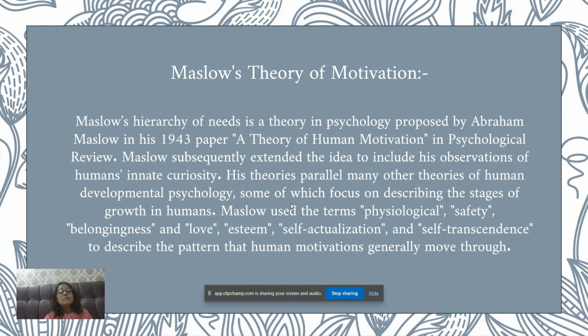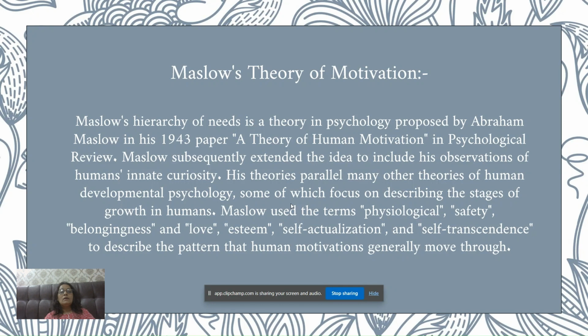Maslow's hierarchy of needs is a theory of psychology proposed by Abraham Maslow in his 1943 paper, A Theory of Human Motivation, in Psychological Review. Maslow subsequently extended the idea to include his observation of human innate curiosity. His theory paralleled many other theories of human development psychology, some of which focus on describing the stages of growth in humans. Maslow used the terms physiological, safety, belongingness and love, esteem, and self actualization and self transcendence to describe the pattern that human motivation generally moves through.